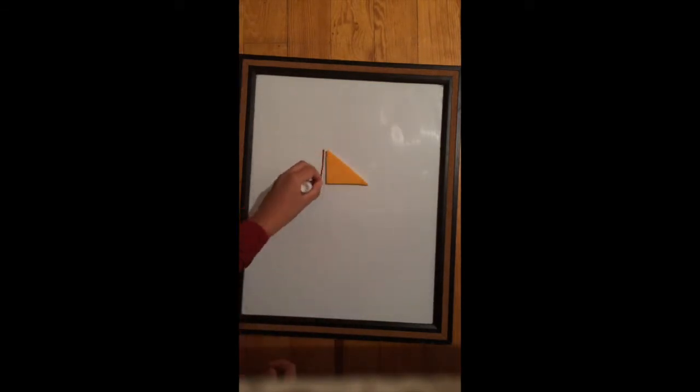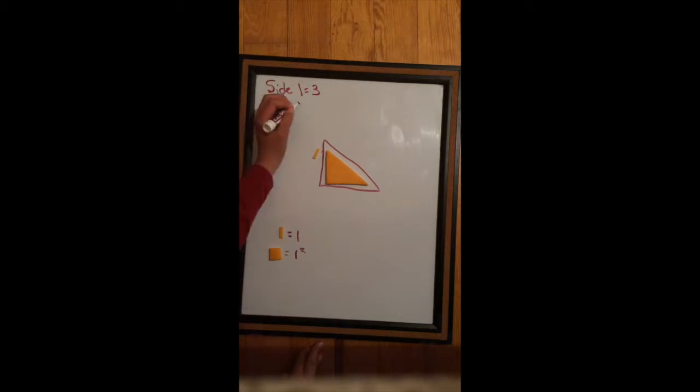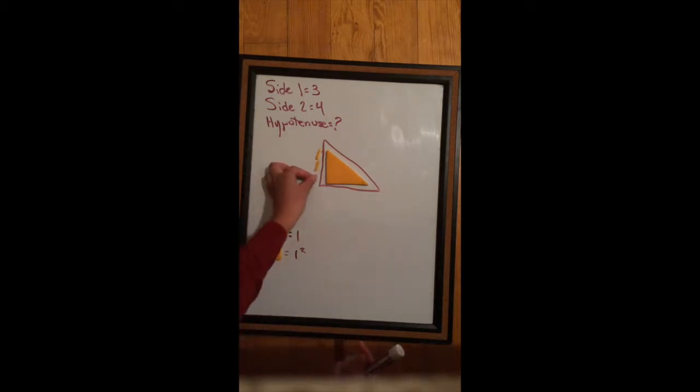Let me demonstrate this with cheese. We start out with the right triangle. Then we go on to say that a sliver equals 1 and a square equals 1 squared. So let's give this triangle side lengths and do an example. Side A equals 3, side B equals 4, and we are trying to find side C. Let's start by giving A side 3 slivers and the B side 4 slivers.